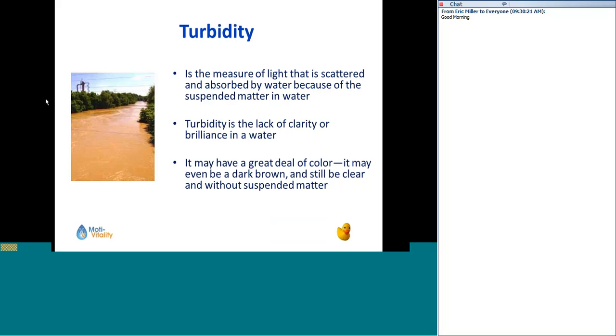It may have a great deal of color. It may even be dark brown and still be without suspended matter. Coffee is an example, or tea. Okay, that's turbid water because, unless you have grounds in it, it's not going to have sediment or debris in it, but it's not going to absorb light.